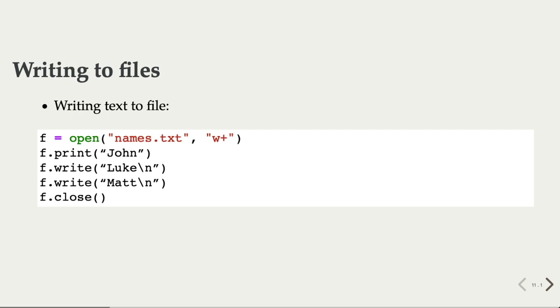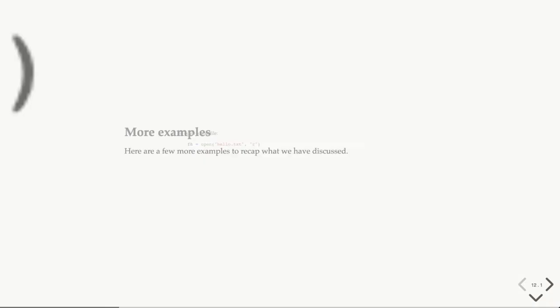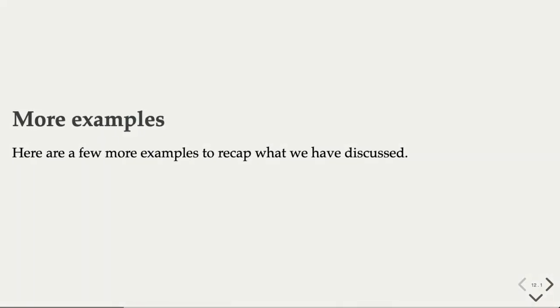The print method writes a text and adds a new line character at the end by default. The write method, however, does not do that by default. So if you need a new line character, you have to include the \n manually. Here are a few examples for you to review and to recap what we have discussed so far.